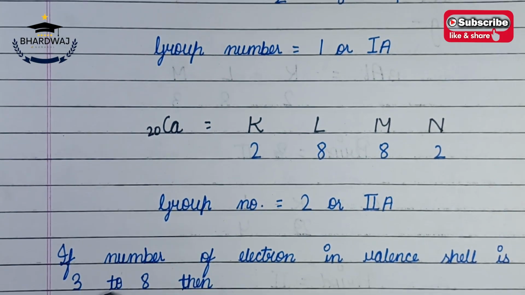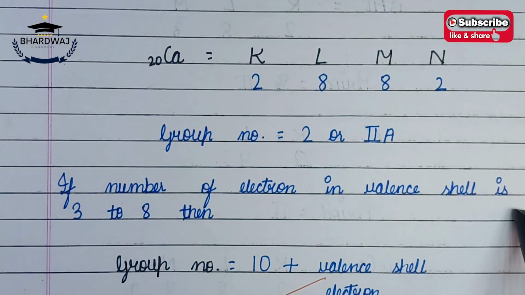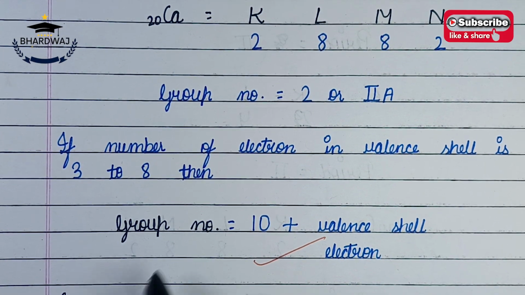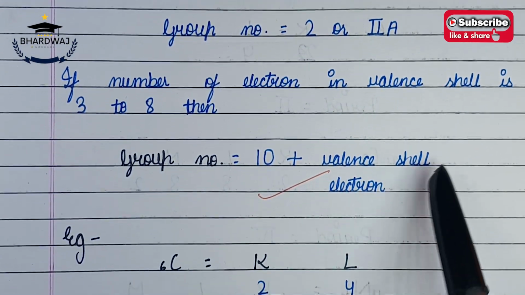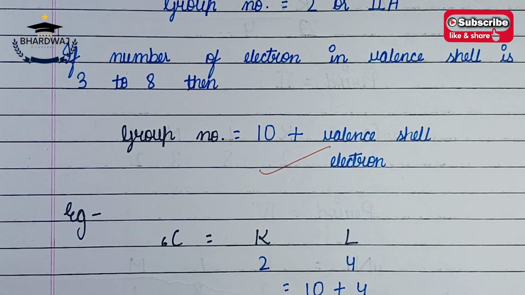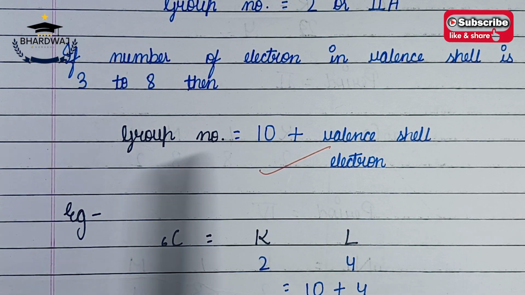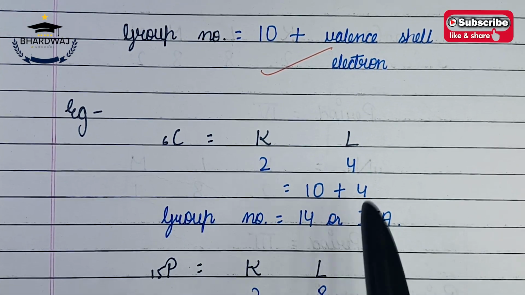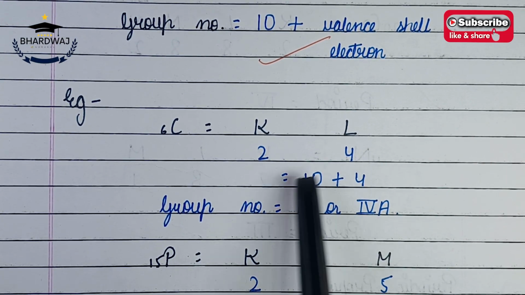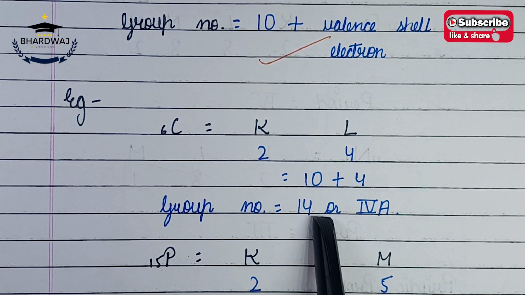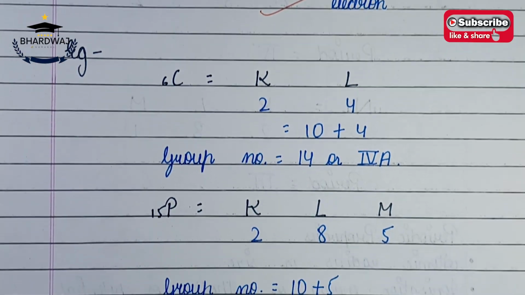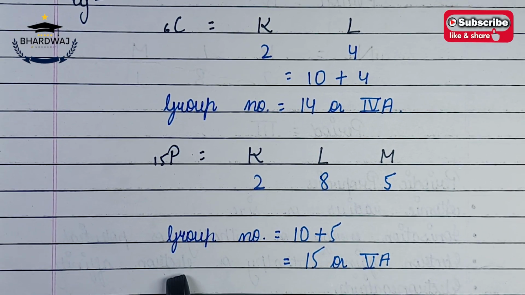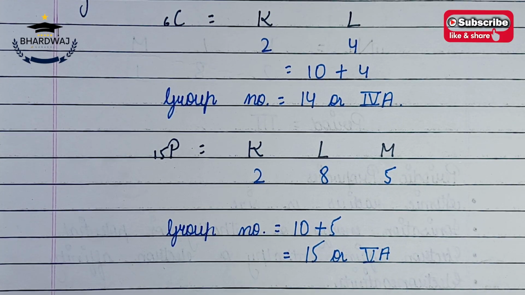Now, if the number of electrons in valence shell is 3 to 8, if there are more than 2 electrons, then the group number is equal to 10 plus valence shell electrons. Whatever electrons are in the valence shell, plus 10. So now let's look at some examples. Carbon. The last shell contains 4 electrons, so 10 plus 4, so group number is 14. Phosphorus. The last shell contains 5 electrons, so group number is 15.